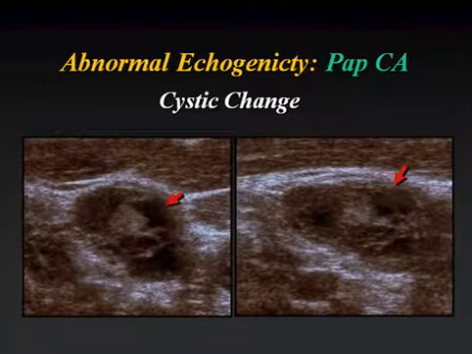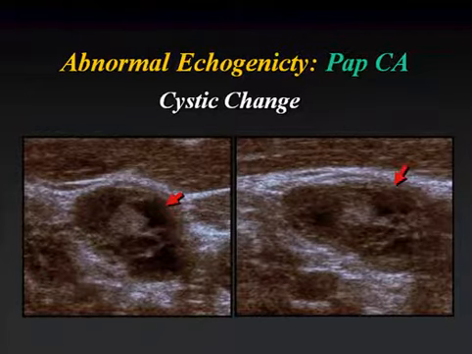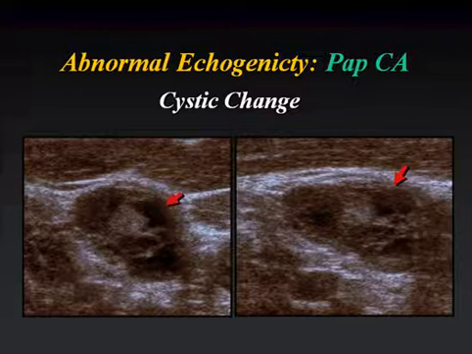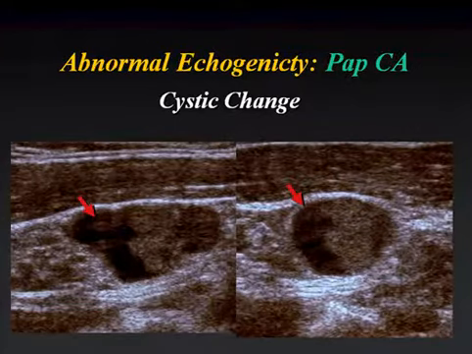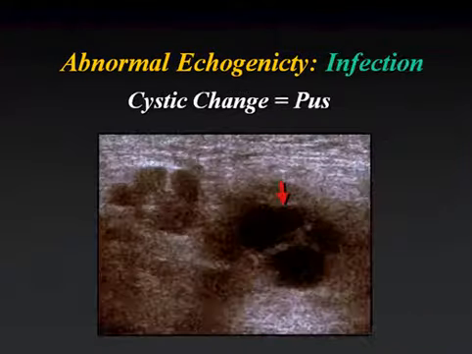Similarly, in this patient, the mid and lower pole has cystic change, the upper pole is more solid, and here we can see examples of increased echogenicity, cystic change in a very abnormal lymph node. Another example where there is more focal cystic change, again, we would want to direct our needle away from that.